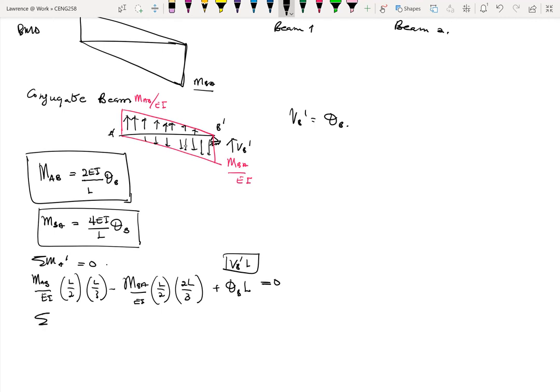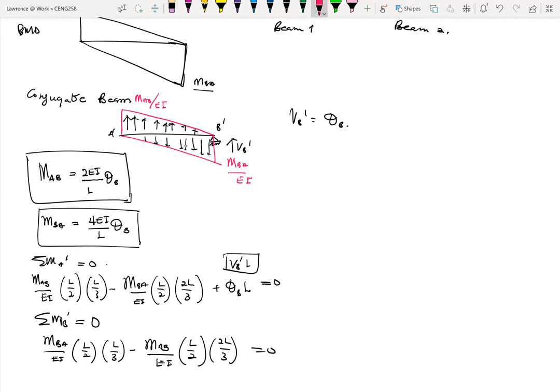The next equation is summation of moment about B prime equal to 0. The same idea: we get MBA over EI times L over 2 times L over 3, minus MAB over EI times L over 2 times 2L over 3, equals 0. If you solve these two equations simultaneously, this will be your answer, and this will be your answer.